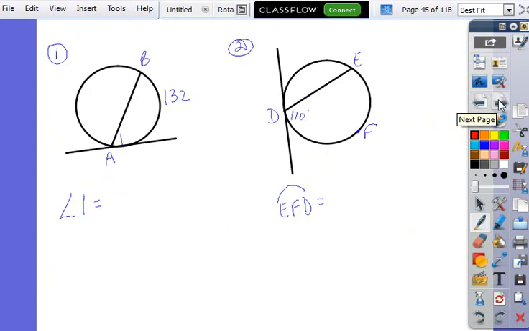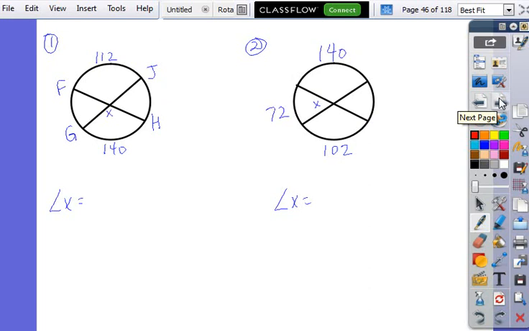What would my answer there be for angle 1? What would I do? Divide by 2? 66. What would I do here? Multiply by 2. What would I do to find angle X right here? Divide by 2. No. 70. You would do half of 140 plus 112, and then type that in the calculator.